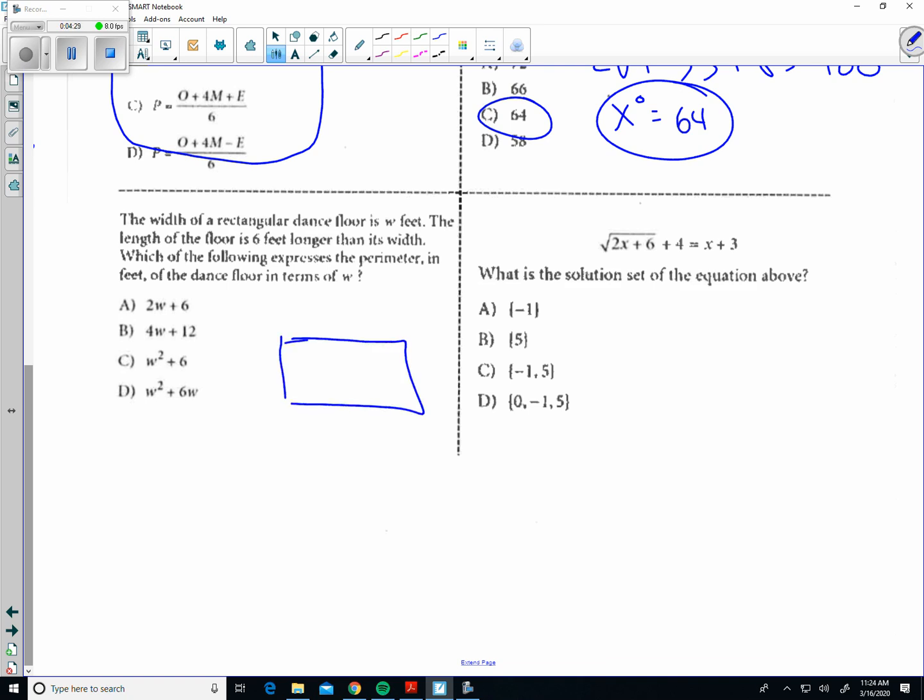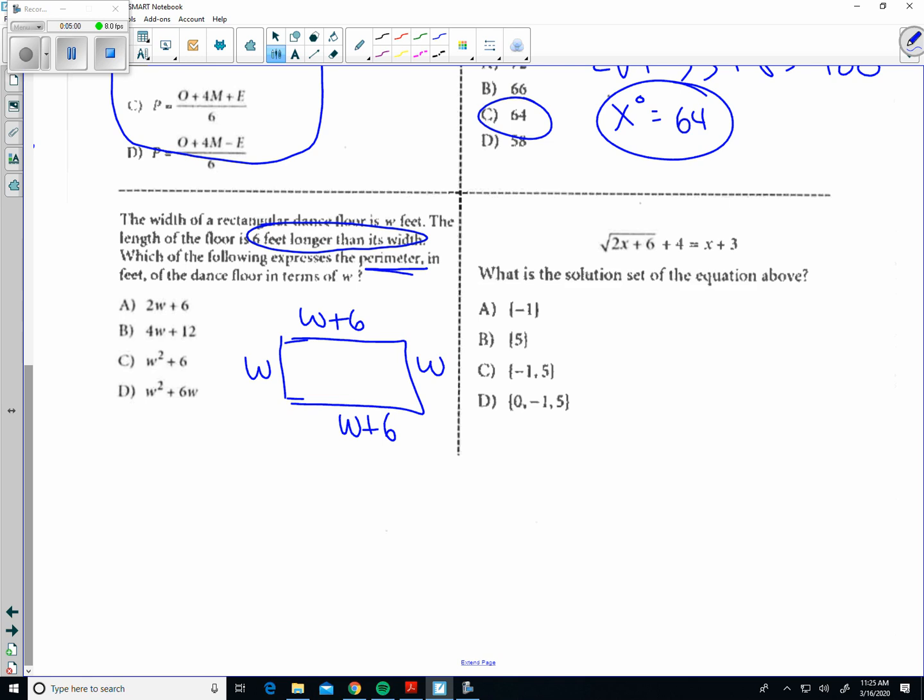A nice rectangle picture. And of course, in this rectangle, it simply says that the width of the rectangle is going to be W, and that the length of the rectangle is going to be 6 feet longer than the width. So that would be W plus 6. And we all hopefully know, in the land of rectangles, opposite side lengths are equal to each other. If we add up all the side lengths, which of course this question is asking you for the perimeter, which of the following expressions would represent the perimeter of this rectangle.